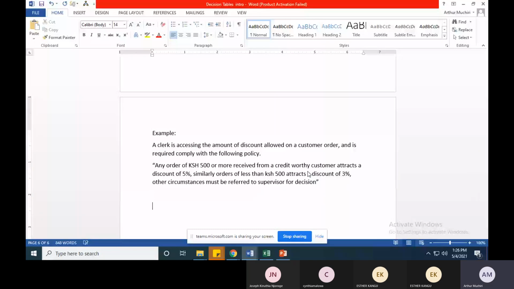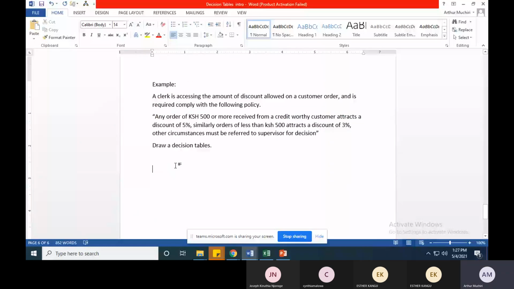Draw a decision table. For this case, we are dealing with a decision table. Let's just draw a decision table instead of having to draw other things like decision trees. Those ones you draw later on in system analysis and design. You will still revisit these concepts in system analysis and design in module 2 of NEC. So you're supposed to draw a decision table from this.